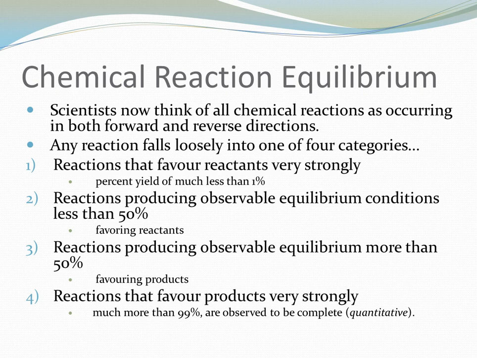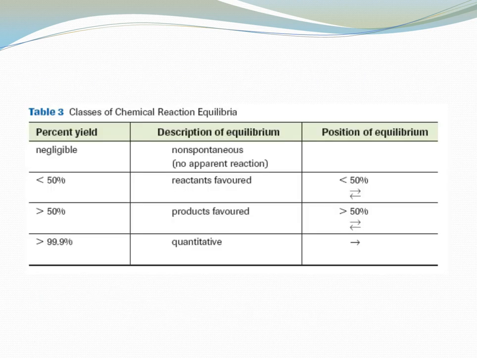Some reactions favor the reactants, so they may react less than 1%. Some reactions favor the reactants and have a percent reaction of less than 50%. Some reactions favor the products, and a percent reaction of more than 50% is expected. Finally, some reactions favor the products strongly, and a percent reaction of more than 99% is expected. These are our quantitative reactions. This table summarizes the classes of chemical reaction equilibria.